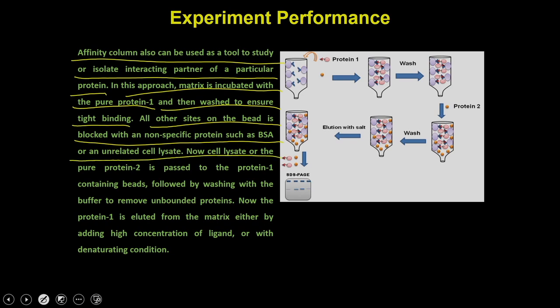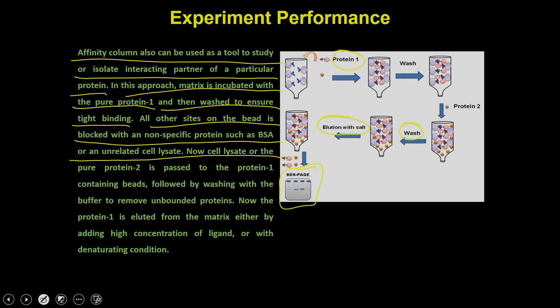Then you incubate with the cell lysate, which is going to bind to protein A, the ligand, and then you do the washing, and then you do elution with the salt. Once you do the elution with the salt, it is going to come out from the column, and then you can see the pattern on the SDS-PAGE.